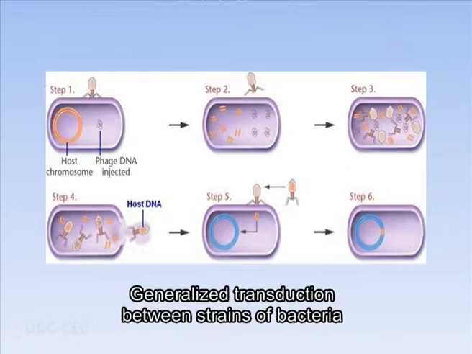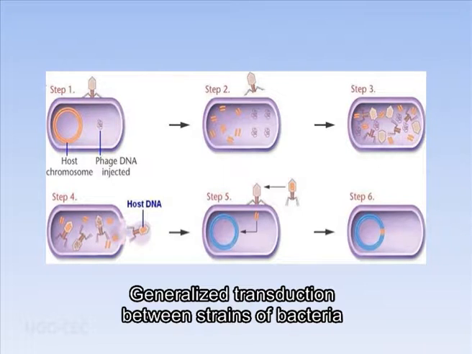Let us move to the steps of generalized transduction. The figure shown here is for the bacteriophage P1, which is known to infect Escherichia coli and thus bring in generalized transduction of Escherichia coli. So, let's look at the first step. Generally, the phage P1 injects its DNA into the donor cell. The donor cell has the genotypic composition A plus B plus C plus.